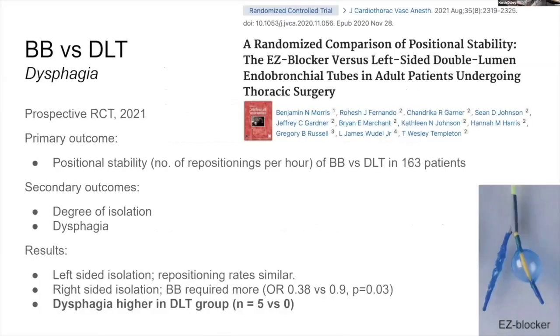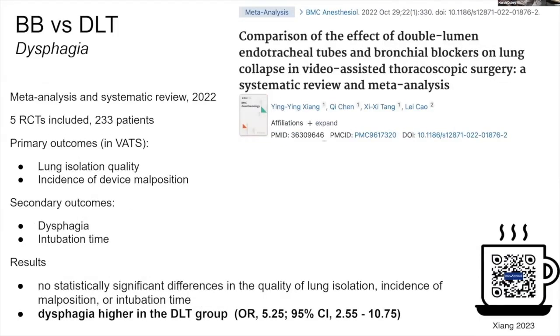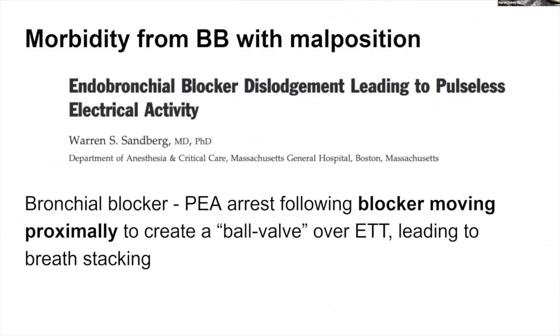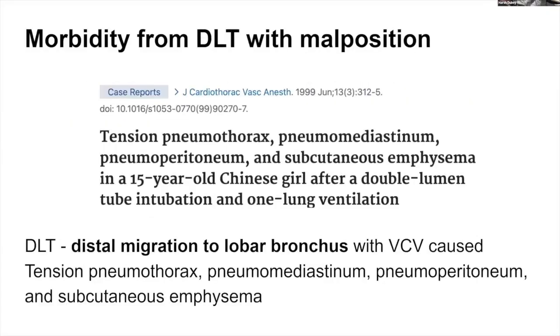Again, this is another slide saying the same thing. And it's unsurprising that double lumen tubes are causing more dysphagia in these patient populations. Again, it's another systematic review and meta-analysis that's saying the main result here is that double lumen tubes cause dysphagia at an odds ratio of 5. Both are associated with morbidity and mortality as well.